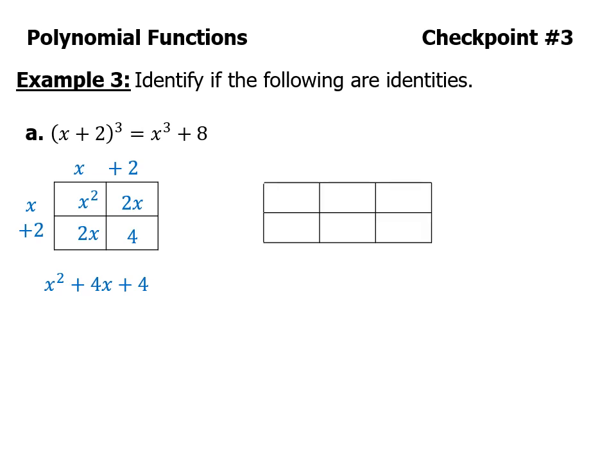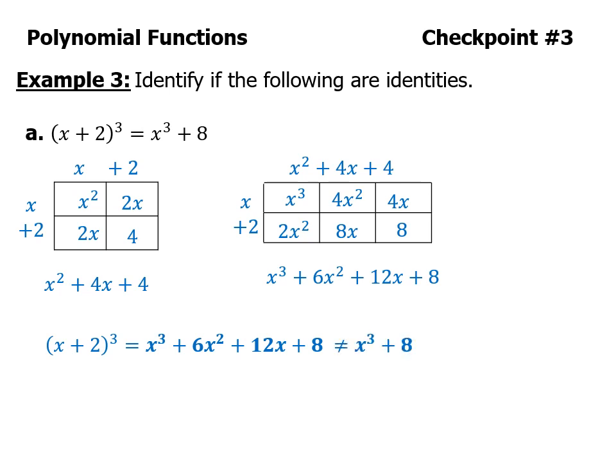Then we need to multiply that by x plus 2. So that gets us x cubed plus 4x squared plus 4x. And then 2x squared plus 8x plus 8. That simplifies to x cubed plus 6x squared plus 12x plus 8. That is not equal to x cubed plus 8. This is not an identity.